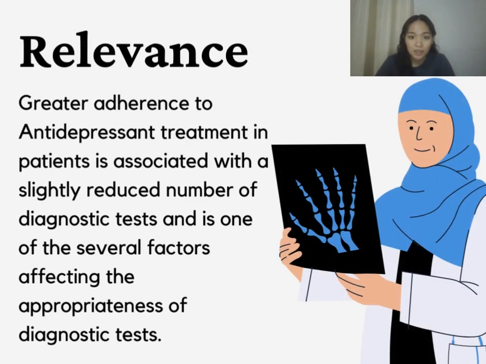When a person needs to be diagnosed with a mental illness, the psychiatrist uses brain scans such as CT scans, MRI, and PET scans to be exact. In a study of Trifiro et al., greater adherence to antidepressant treatments is associated with a slightly reduced number of diagnostic tests needed and is one of the several factors affecting the appropriateness of diagnostic tests. In other words, if patients are adhering to their medication, the psychiatrist will have an easier time determining what diagnostic imaging test is appropriate for the illness.